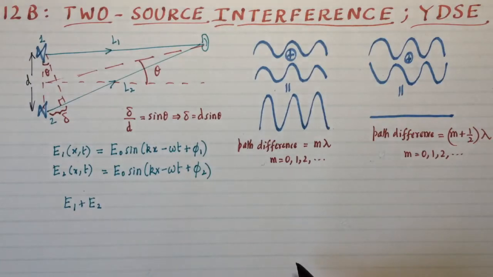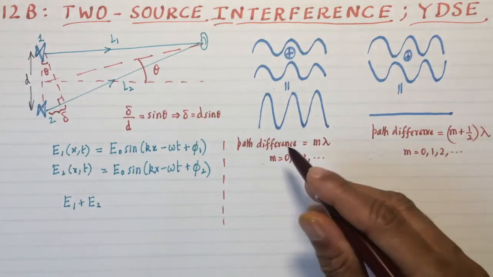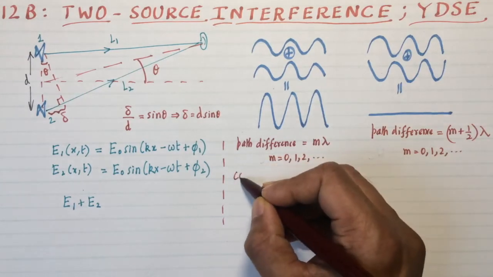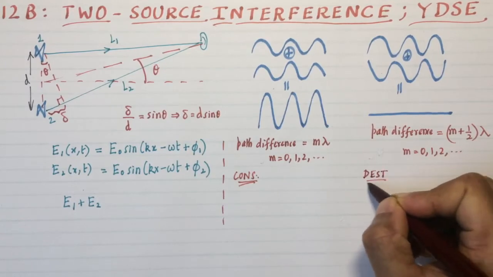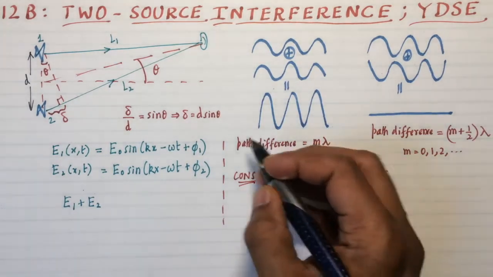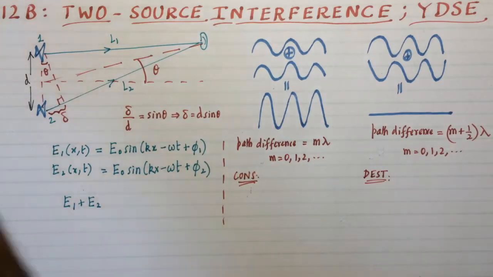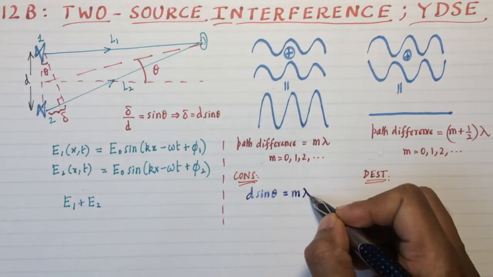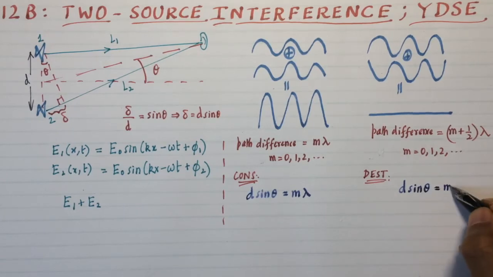So what I'll do there is I can immediately find out the conditions of complete destructiveness and complete constructiveness. Complete constructiveness is here and destructiveness is here. So let's get that criterion without any hesitation. For constructive, the path difference, which is d sine theta, must be equal to m lambda, and here, d sine theta equals m plus a half lambda.